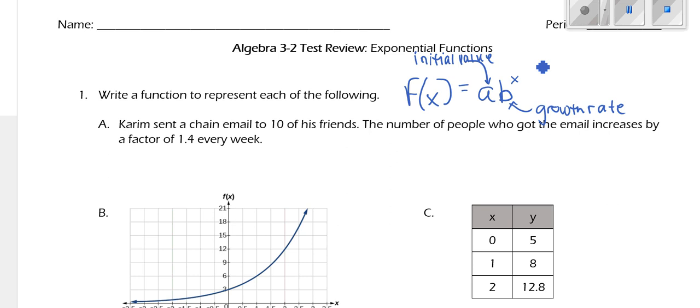So looking at our first here, my initial value is 10. So I'll have f of x equals 10. My growth rate increases by a factor of 1.4 every week. So 10 times 1.4, and then to the power of x.